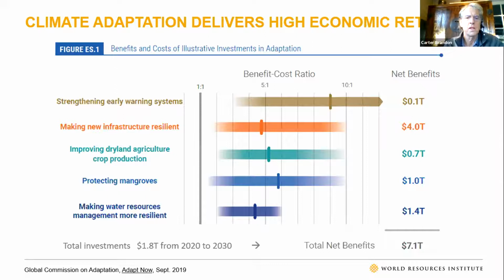And this shows that in these 5 sectors, early warning systems, infrastructure, dryland agriculture and crop protection, coastal mangroves, and water resources management, in these 5 broad areas, if the world collectively invested close to $2 trillion, we did a calculation of about 1.8. This was not the total required. This was sort of what's called a good start. If we invested 1.8 trillion over the next 10 years, the benefits would be almost 5 times higher, $7 trillion. And this rate of return on investing in adaptation was one of the most highly cited figures.